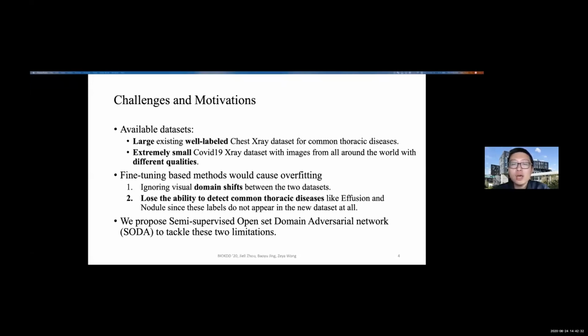noisy images. Fine-tuning-based transfer learning will cause overfitting issues because it ignores the visual domain shifts between the two datasets, and the trained model loses the ability to detect common thoracic diseases like effusion and nodule, since these labels simply do not appear in the new dataset. To address these two limitations, we propose the semi-supervised open set domain adversarial network, or SODA.